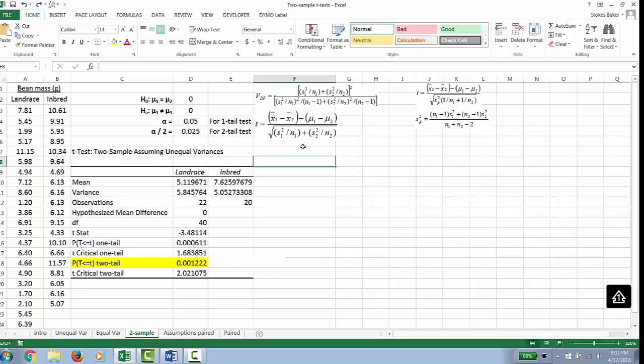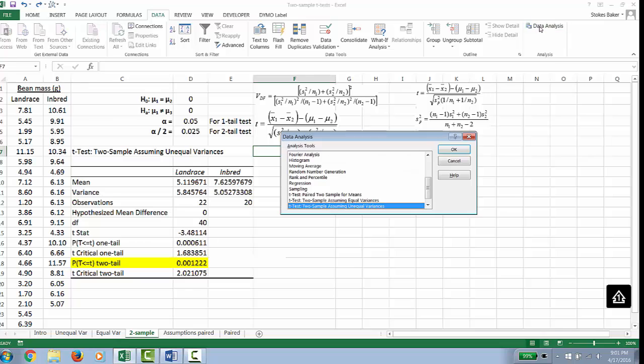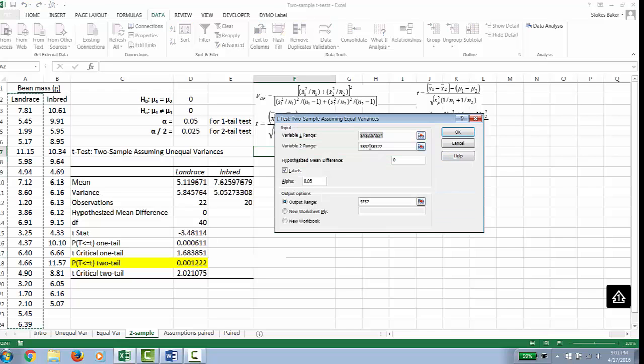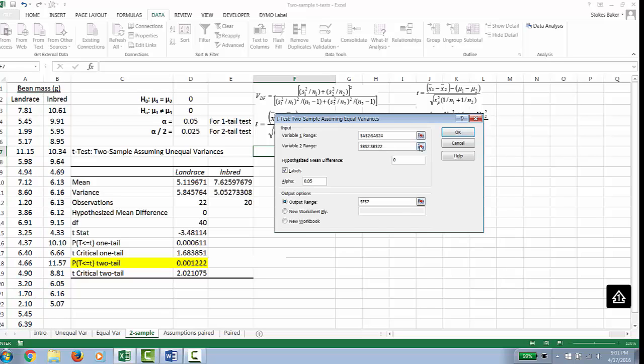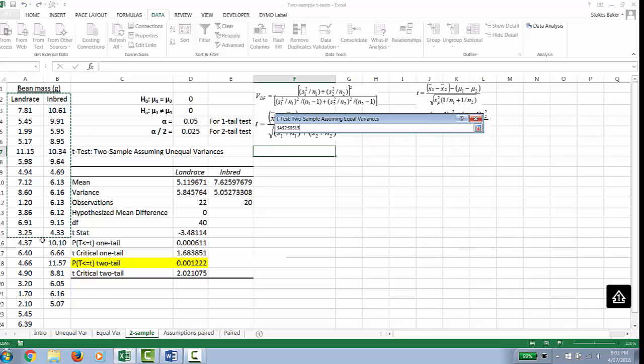assuming equal variance. So same process: Data, Data Analysis. And this time, instead of assuming unequal variance, we're going to assume equal variance. Okay. Input range, variable 1, it's going to be our landrace. Variable range 2 is our inbred lines.